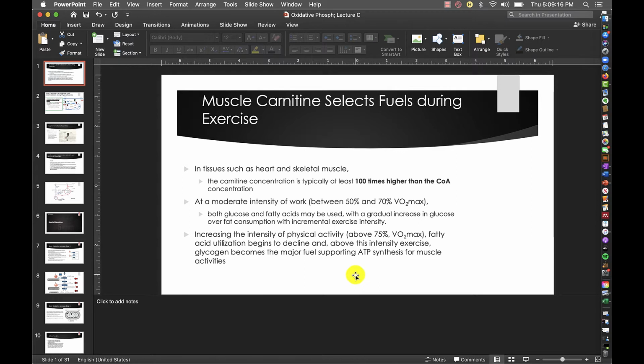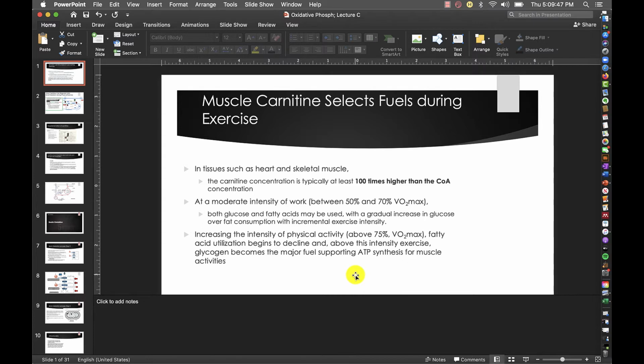It's important to understand that there's about 100 times more carnitine than there is CoA concentrations, okay? And that's because CoA will fix itself to a precursor like acetyl or acyl, where carnitine will transport it and then drop it off, okay? So we have more of the carnitine than CoA, so that we can assure ourselves that the transport of these necessary fuel molecules get where they're supposed to go.